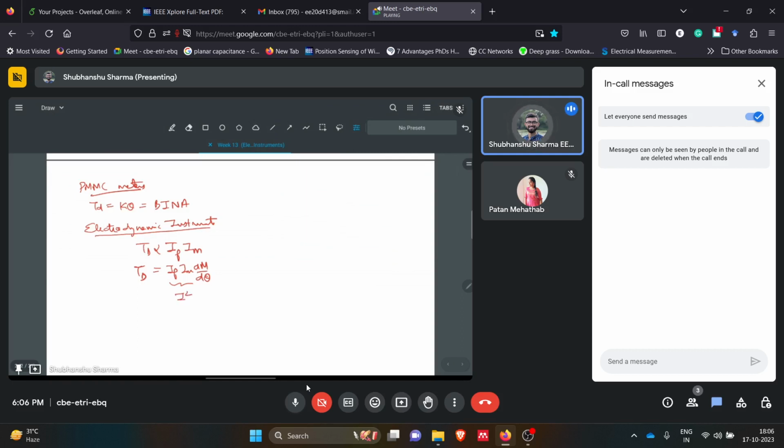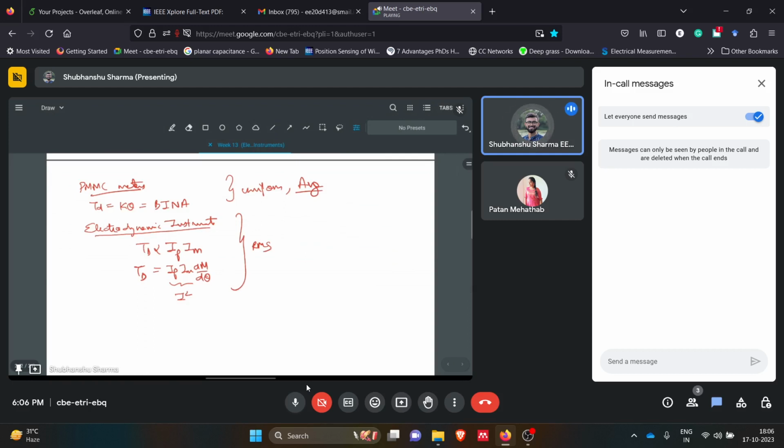And this electrodynamic meter can measure both AC and DC. Then we talk about the dial positions. In PMMC the scale is uniform. In electrodynamic instrument, we don't have that uniform scale, and it indicates RMS value, while the PMMC meter indicates average value. So these were all basic comparisons between PMMC and electrodynamic instruments.